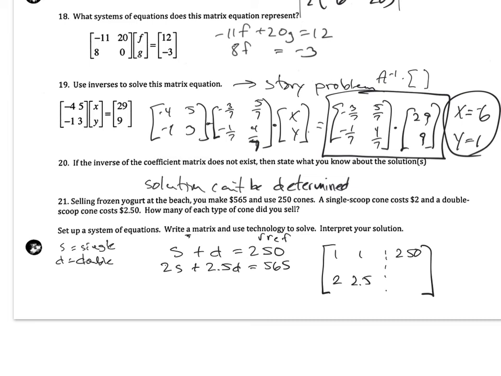And when you type it in the calculator, you do RREF, then this matrix, and then please give the answer as to what it means. So don't write the matrix down. Tell me what that means. You know that S is on top and D is on the bottom. So that means we sold 120 single scoops and 130 double.